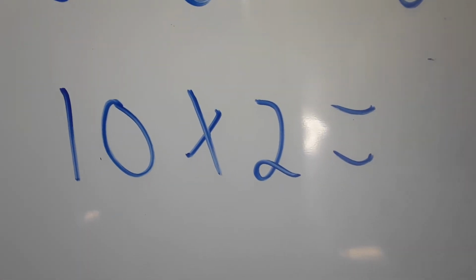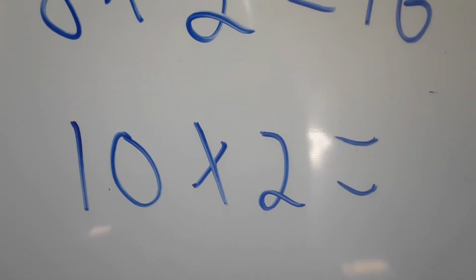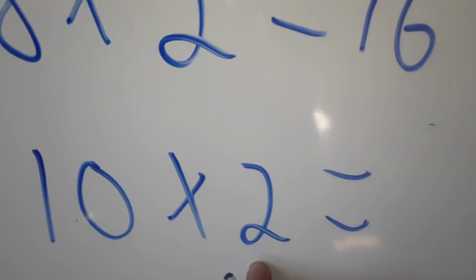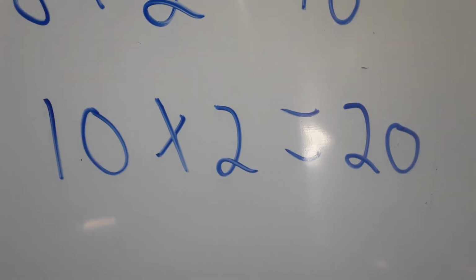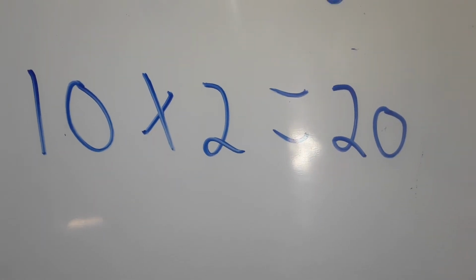Then you have 10 and 10, which will give you 20. So 10 times 2 is going to be 20 as your answer. So this is how you do basic multiplication.